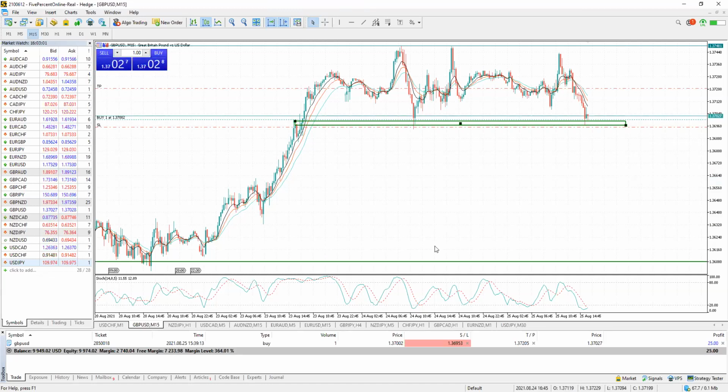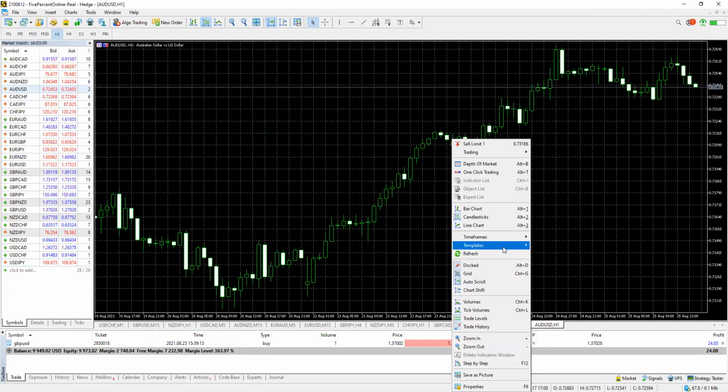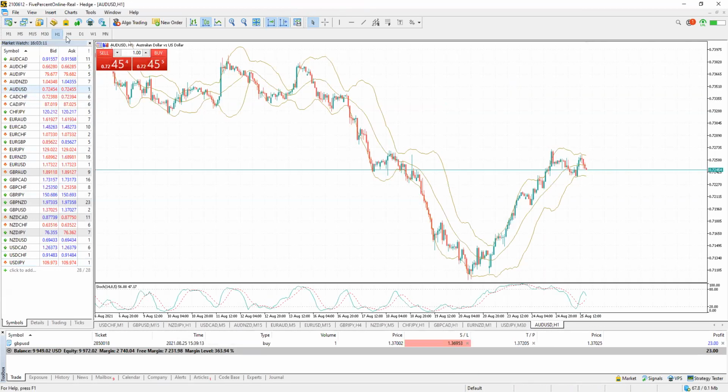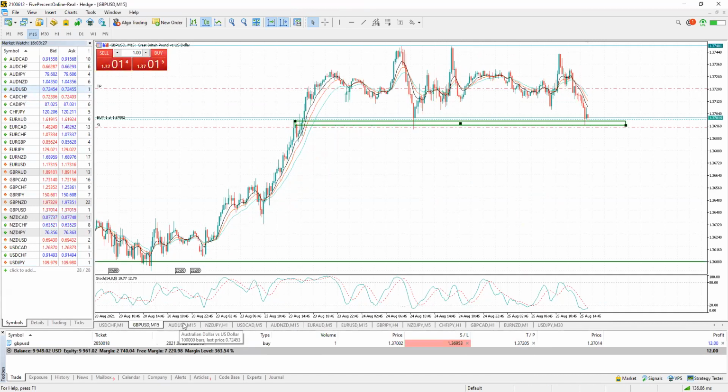Australia and New Zealand are in the same position. Let me check that. AUD USD. Yeah, it's kind of the same. Let me check. Yeah, actually it's kind of the same.